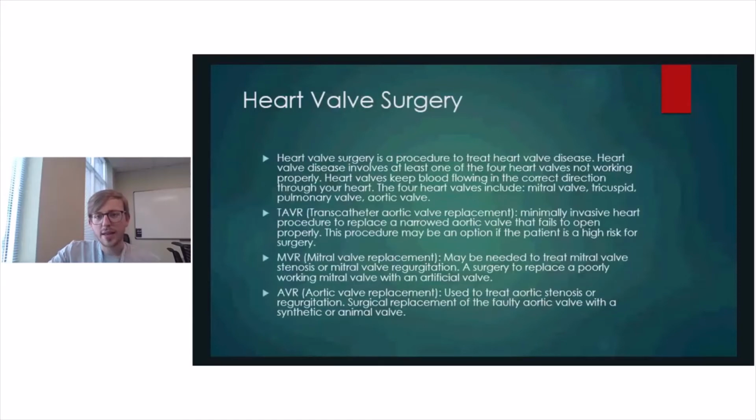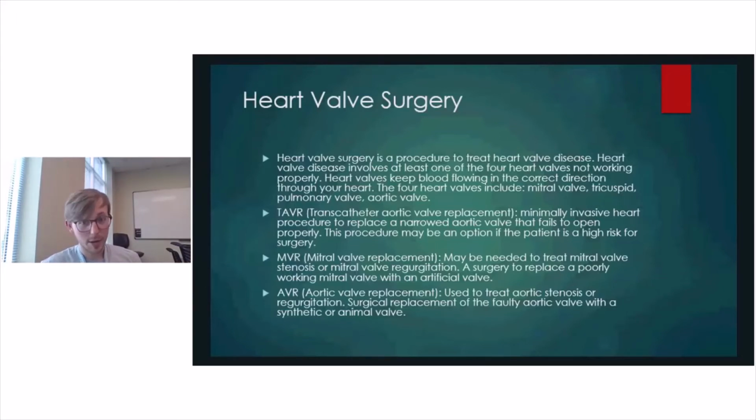And then next, we're going to go over just different types of heart valve surgery. So heart valve surgery may be needed to treat a heart valve disease. So if one of your heart valves is calcified, if it's too stiff, it's not allowing blood to get through it, or if it's just a faulty valve, it's not working anymore. And it can include any of your heart valves.